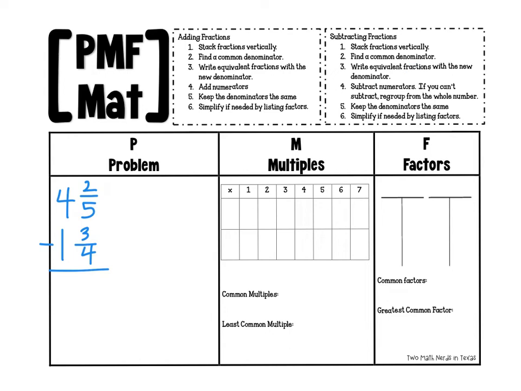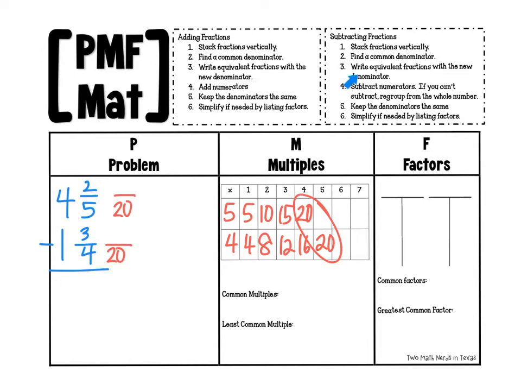My second step is we need to find a common denominator. So I'm going to come over to my multiples section and I'm going to list my multiples of my two denominators of 5 and 4. So I have 5, 10, 15, 20. I think 20 might be something that would work. So I'm going to stop there. 4, 8, 12, 16, 20. There we go. So my common denominator is going to be 20.